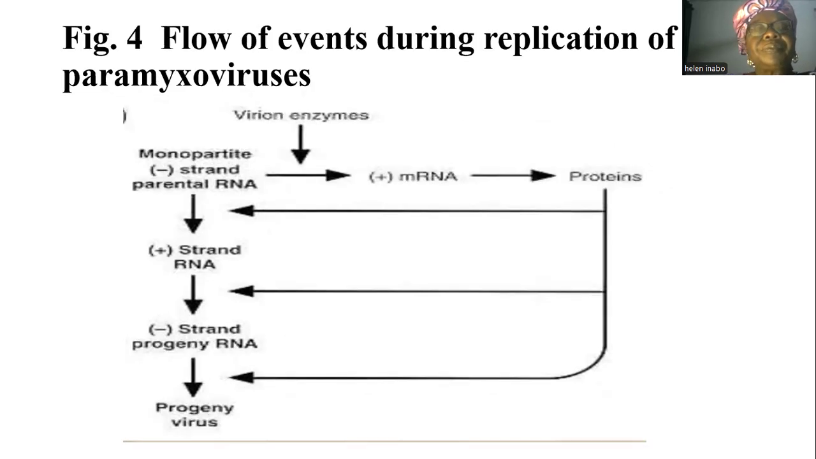Here is the flow of events during replication of paramyxoviruses. Again, the monopartite negative strand parental RNA serves two functions. One, as a template for the production of positive strand RNA, and also it can be transcribed into positive messenger RNA, which is translated to proteins. Now, the structural proteins so synthesized on the host ribosome are assembled around the negative strand progeny RNA, leading to the assembly of progeny virus.